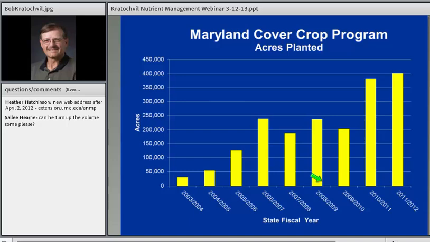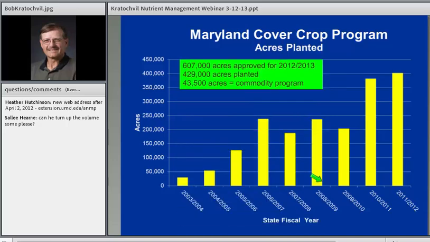All right, because of that performance that cereal can have in consuming nitrogen, residual nitrogen we have, Maryland established a cover crop program starting back in 2003. And as you can see with this slide here, that program has been growing steadily ever since. And in fact, this last year, there was 607,000 acres approved for the program. There was actually 429,000 acres planted, and of that, 43,500 acres are in the commodity cover crop program.